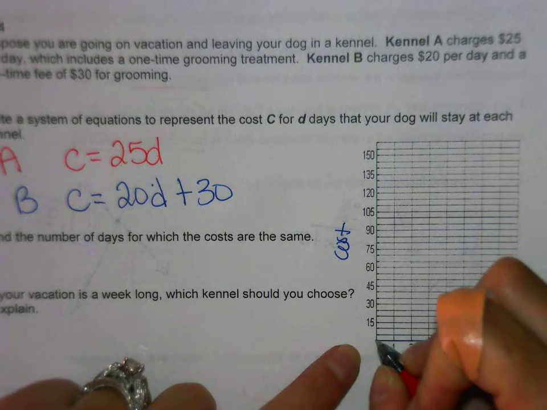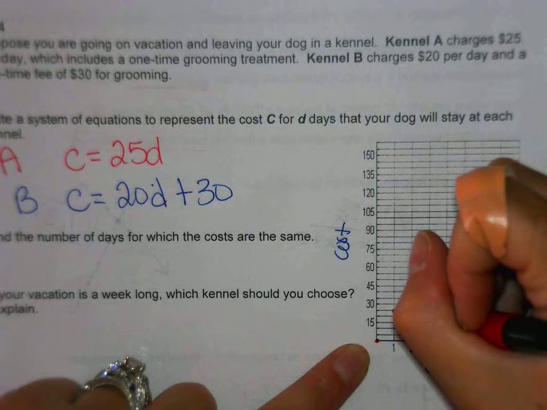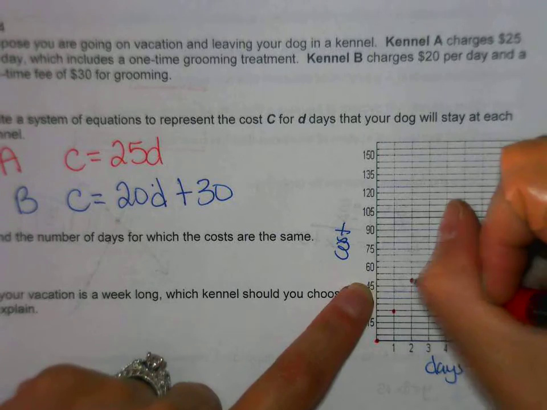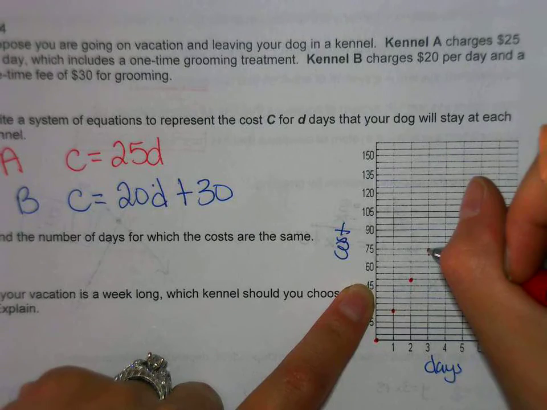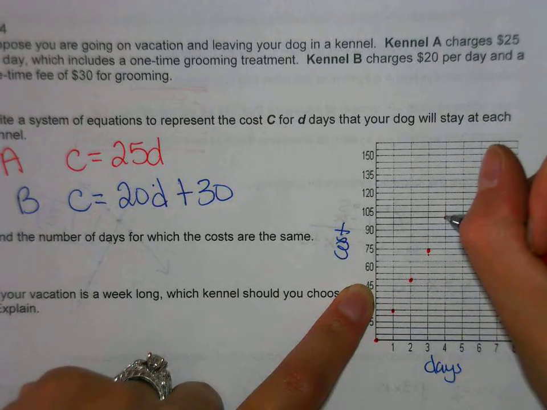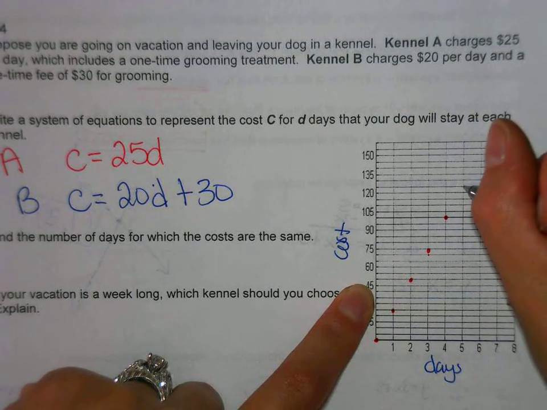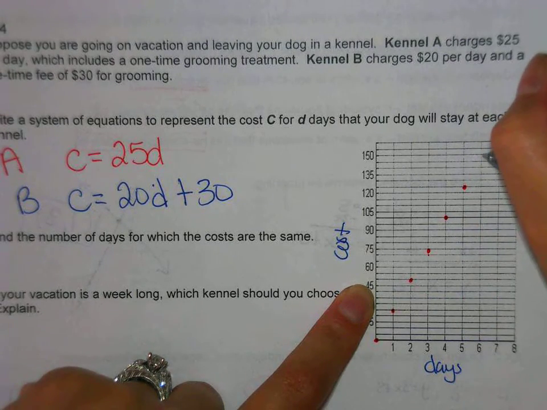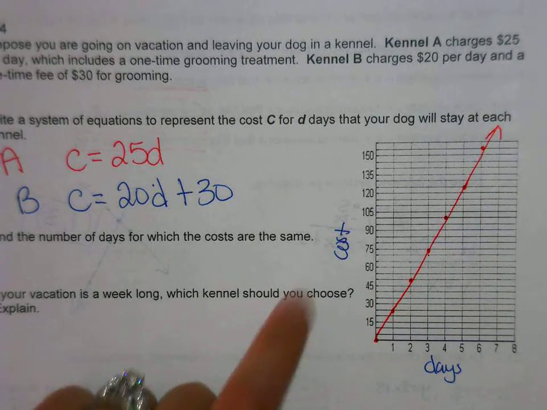at 0 days it's 0. 1 day will cost $25. 2 days will cost $50. 3 will be $75. 4, $100. 5, $125. Good. Now that we have that, let's graph for kennel B.